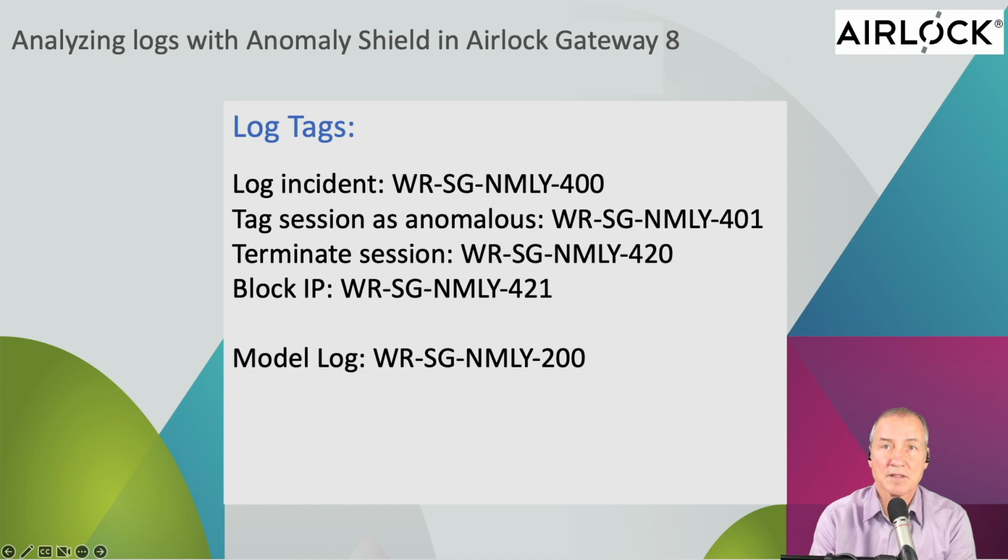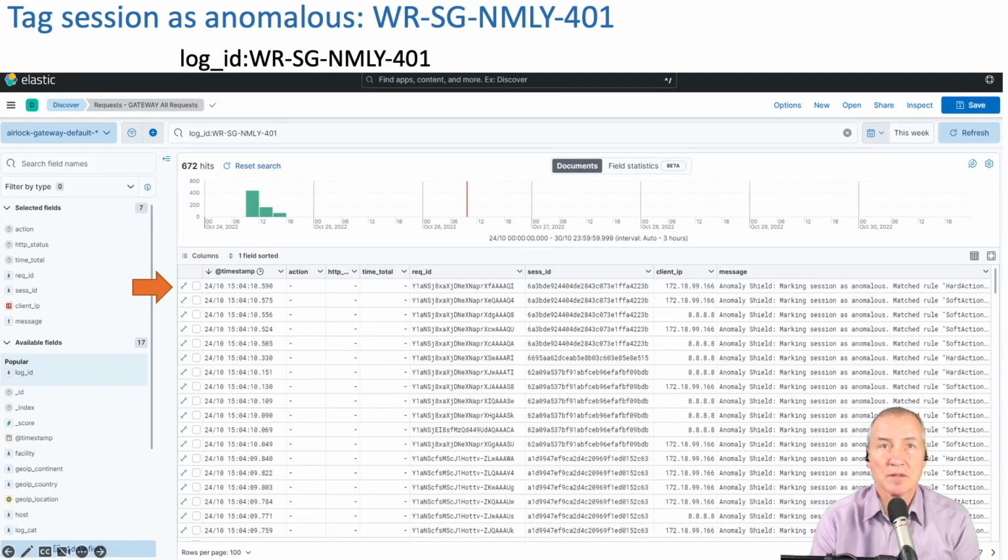Tags are prefixed with WR-SG-NMLY-. If we only log Shield detection suspicious behavior, we will find a 400 event, 401 for tagging the session as anomalous, 420 for terminating the session, 421 for blocking the IP. And also very useful the 200 for getting an insight how the Shield is calculating its response. Let's have a look at 2 examples.